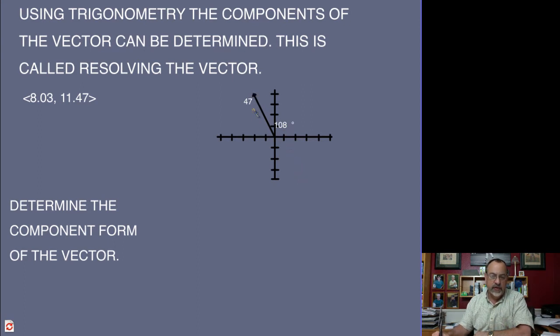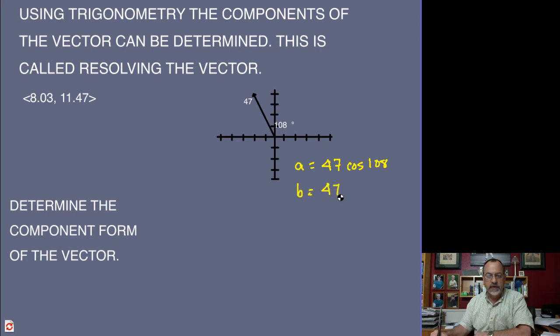But rather than going through the process of drawing my right triangle and figuring out the measure of this angle, I can simply use what I know about the vector arithmetic: the a component is equal to the magnitude, here given as 47, times the cosine of the angle, which is 108. And that will give me my a component.